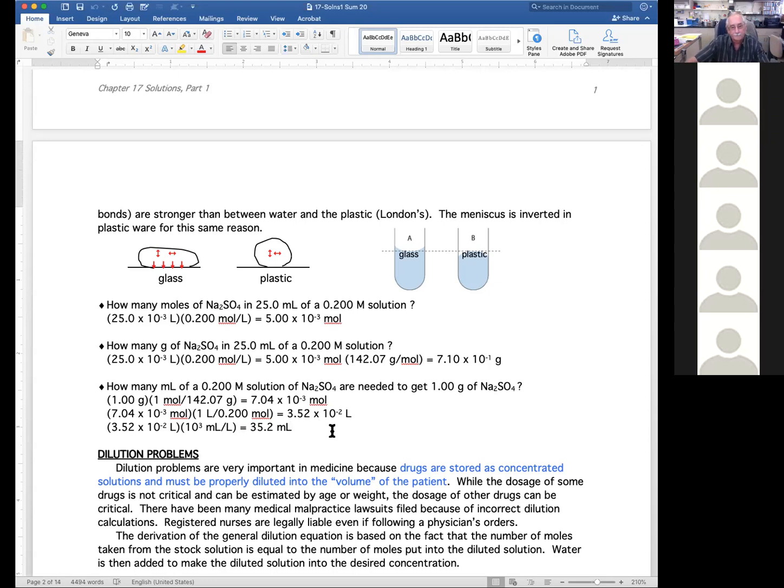So, you can see the methodology that we started from day one. Here we are almost at the end of the course and we're still using the same math.